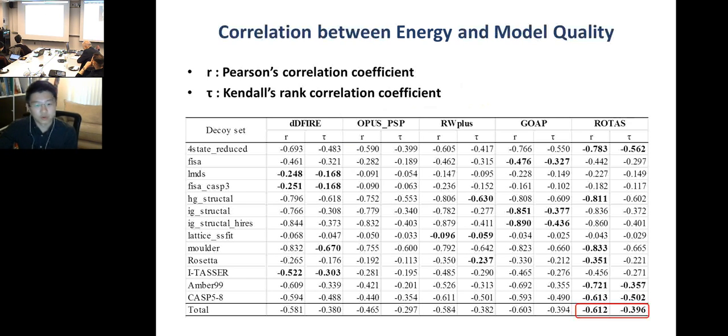So we calculate two correlation coefficients, and you can see that depending on the decoy set, different energy functions show the best correlation. However, overall, the ROTAS potential shows the best performance in both measures.